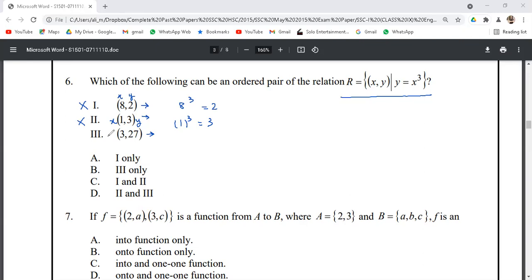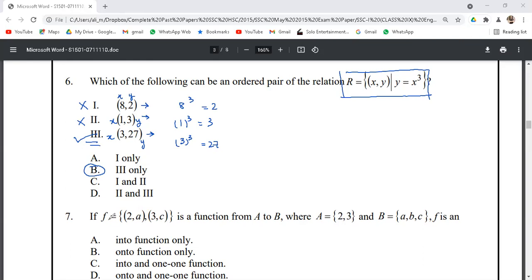In the third option, we have 3 comma 27, then x is equal to 3 and y is equal to 27. And the equation we have is y equals x cubed. So the value of x is 3. So 3 cubed is equal to 27. So this ordered pair satisfies this given relation. It means the correct option is only 3. So option B is the correct option for this question number 6.